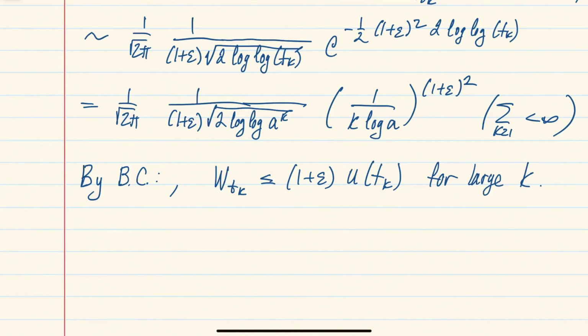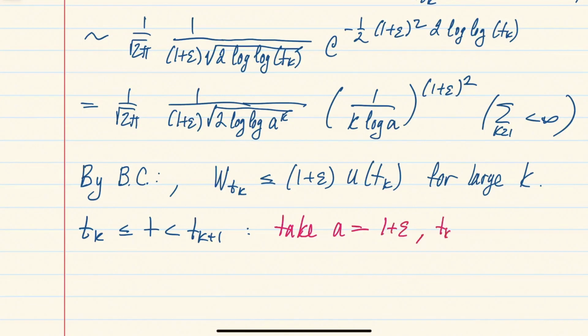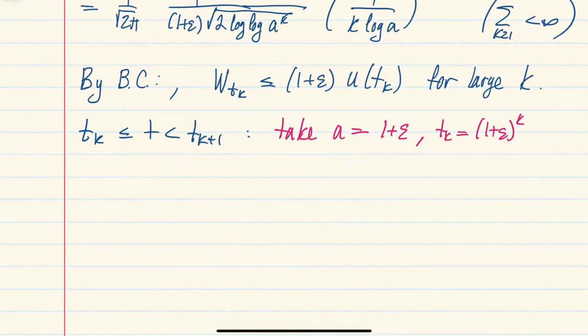And then to control the Brownian motion for arbitrary time t, well, when you take a time t, let's consider a particular interval that it falls into. So along this geometric sequence t_k, let's say it's in between t_k and t_{k+1}. And now let's actually take a to be, like in the previous lemma, also 1 plus epsilon, right? So t_k will be 1 plus epsilon to the k. And we want to control the ratio of the Brownian motion and u(t), and now we just have to relate this to this geometric sequence.